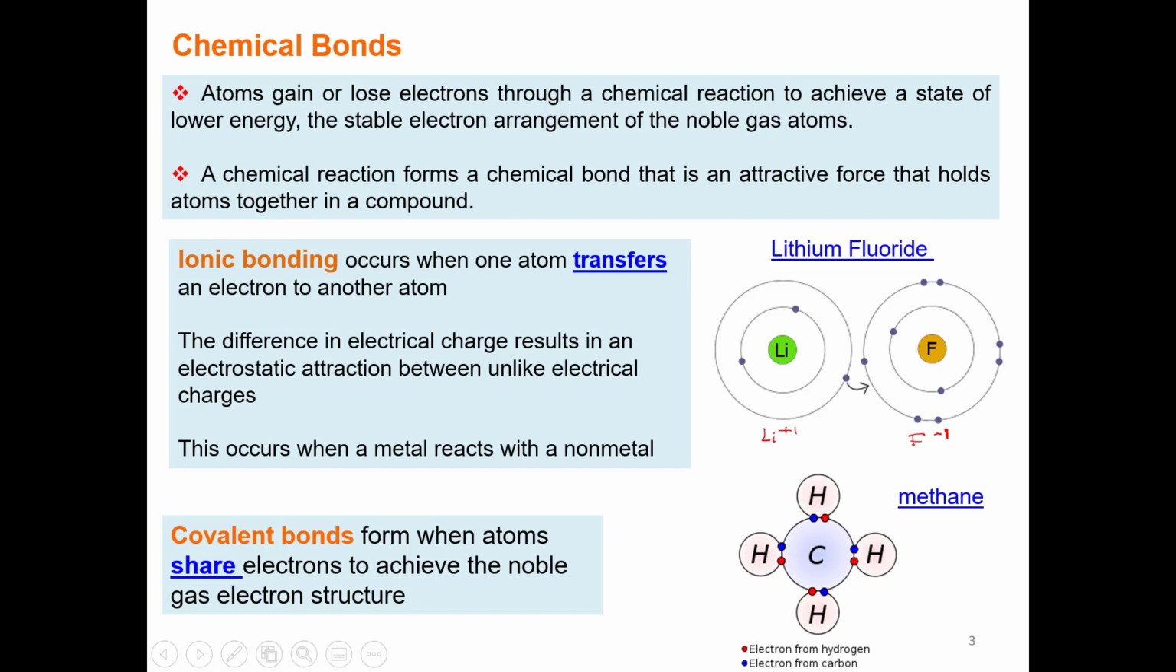And they stick together because one is positive, the other is negative. Then an electrostatic attractive force is developed between these two ions, and this is the way lithium fluoride is formed. Now you have a new compound. The other way chemical bonds can form is covalent bonds, and this happens when the atoms share electrons. We know they share the electrons to achieve the noble gas structure. And here we had the example of methane that we discussed last time.